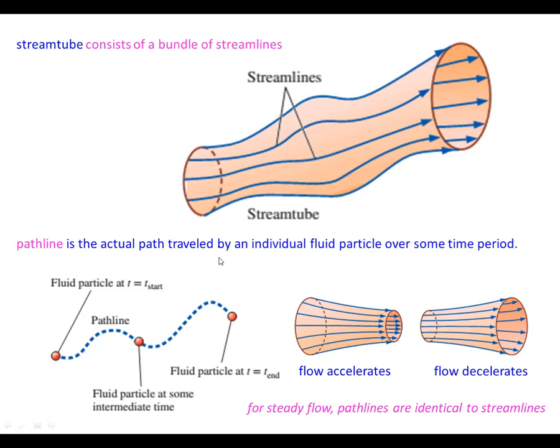The path line is the actual path traveled by an individual fluid particle over some period, at t equal to 0, t equal to 1, and t equal to t end. It follows some path, and you trace that path as a path line. For a steady flow, path lines are identical to streamlines. Converging streamlines mean the flow will be accelerated, and diverging streamlines mean the flow will be decelerated.